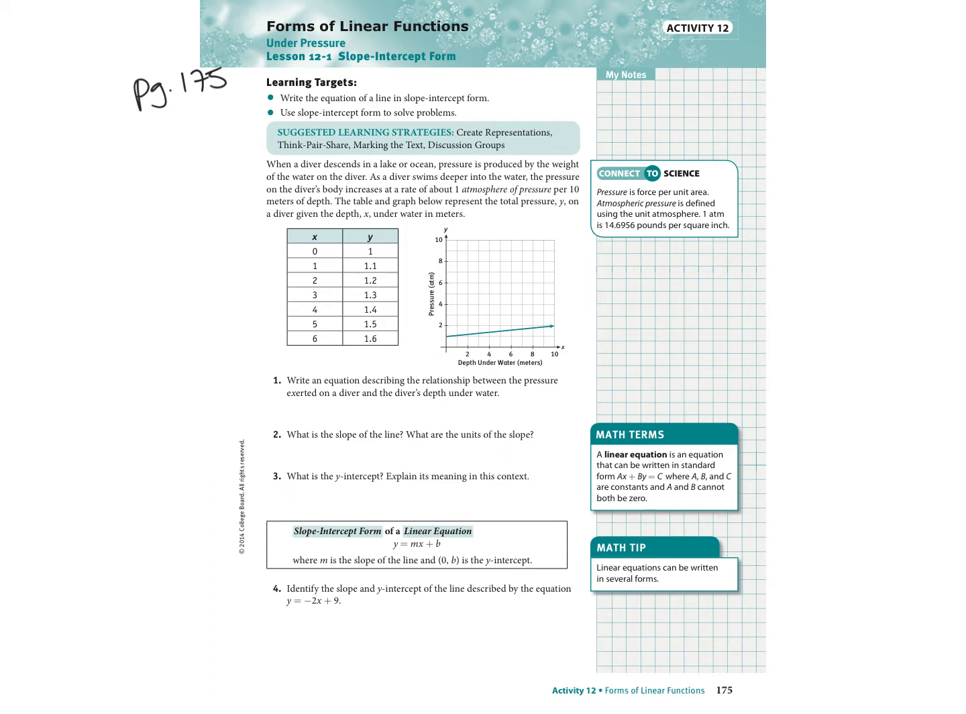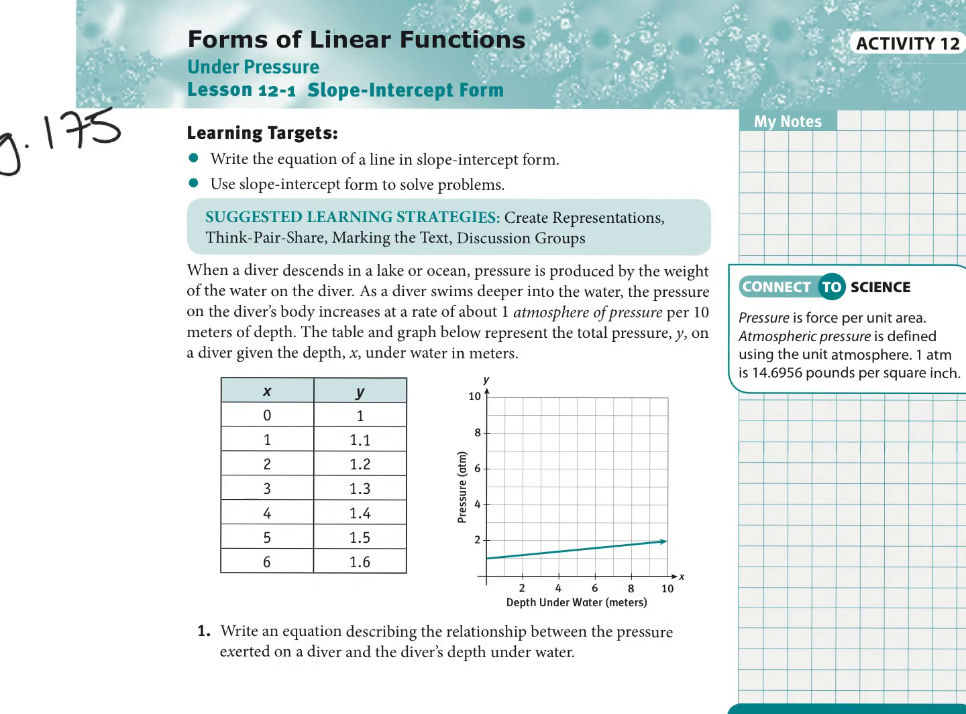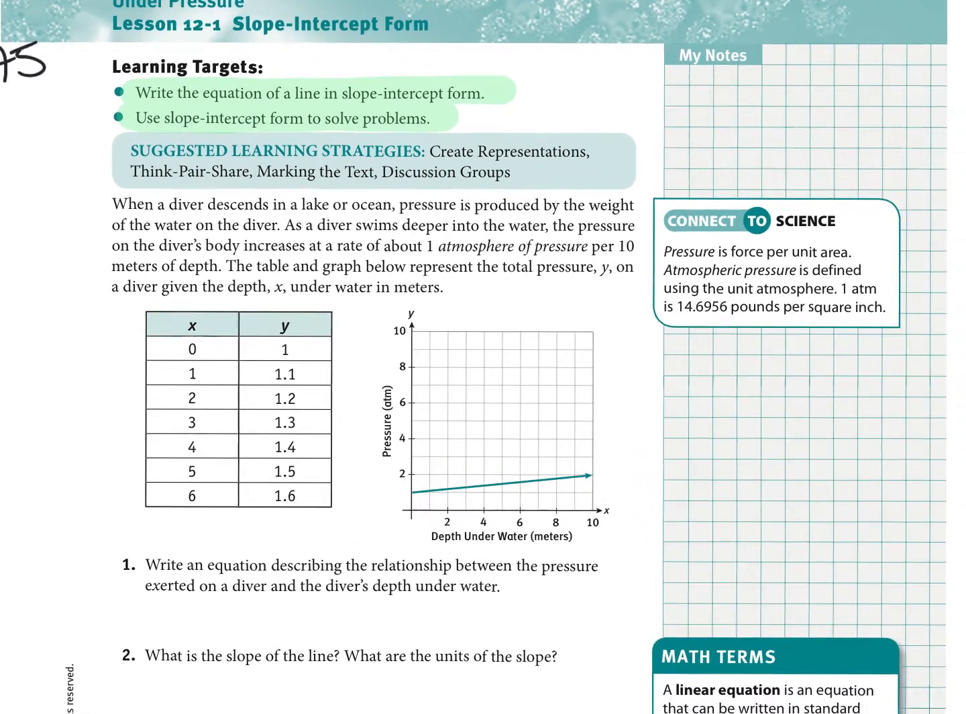So go ahead and pull out your physical or digital textbook to page 175. Our learning targets for today are we're going to write equations of a line in slope-intercept form, and we're going to use slope-intercept form to solve problems. So a lot of what we're looking at today builds off of our last unit. Let's get started by reading this word problem that we have here.